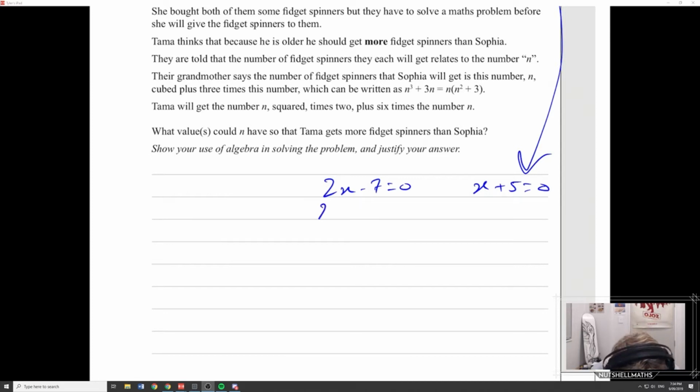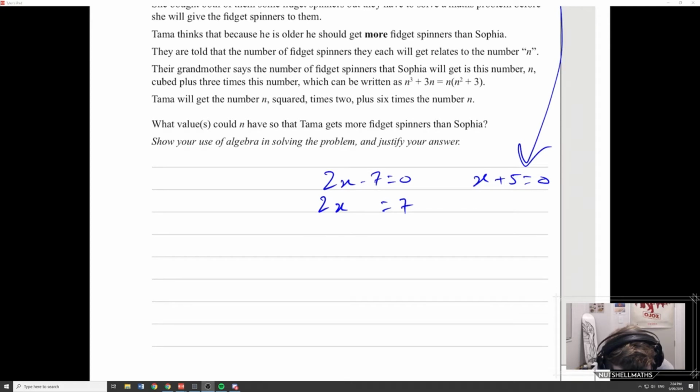So to solve this one, 2x equals 7. I move the 7 across and add it. And then I divide by the 2. 7 over 2. Now fractions are our friends. I know no one likes them, but fractions are our friends. So we just leave it as a fraction. 7 over 2 is fine. 3.5 is also fine, but let's just leave it. And this one here is going to become x equals minus 5.